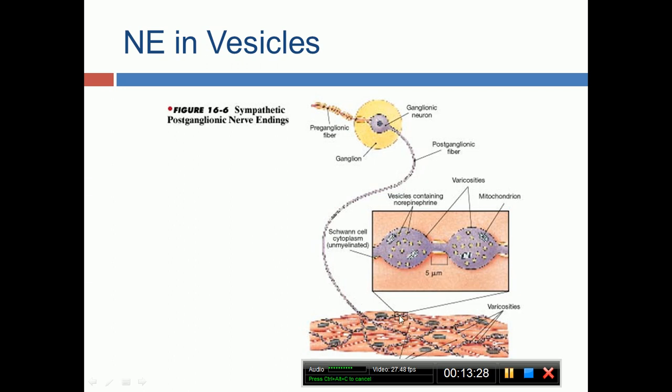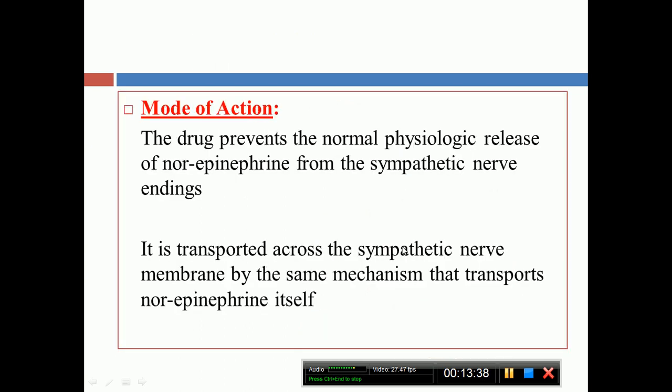Here you can see this is one segment. These are the vesicles. So this is the synapse. So what guanethidine actually does is it prevents the normal physiologic release of norepinephrine. So no norepinephrine will be released from the sympathetic nerve ending, so it will block the hypertensive effect.